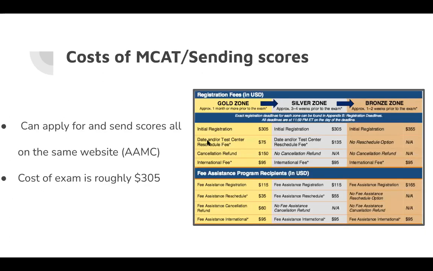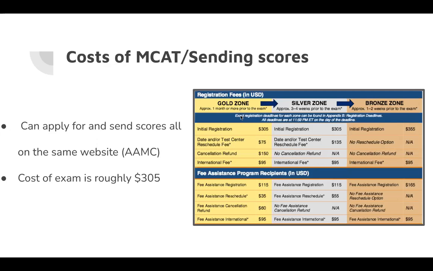Okay, so the MCAT cost is a little confusing. The way that they have it worked out is by zones. So if you apply 1 month or more prior to the actual exam, you get it at the cheapest price, which is around $305. And the price includes sending your scores. So when you apply for your exam, you also list what schools you want to receive your MCAT score for this exam.